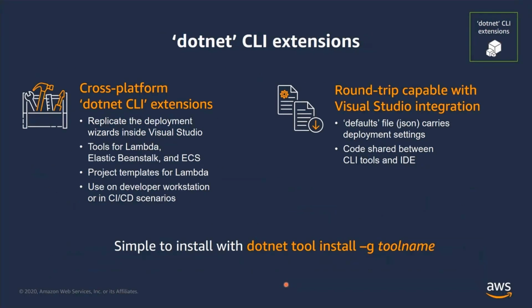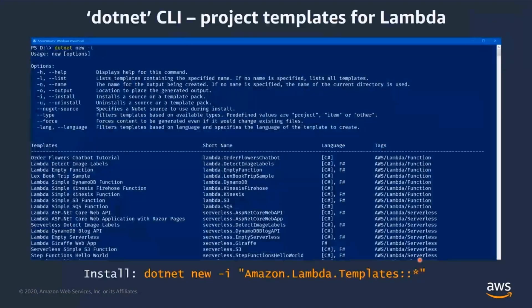We also follow the .NET CLI model, so we have CLI extensions there. So you would follow that simple .NET tool install -g with a tool name that you want to install. Here's an example with Lambda. So running .NET new -i Amazon.Lambda.Templates, colon, asterisk. And what we have here is the ability to list out, after we've installed that, all of the various Lambda options.